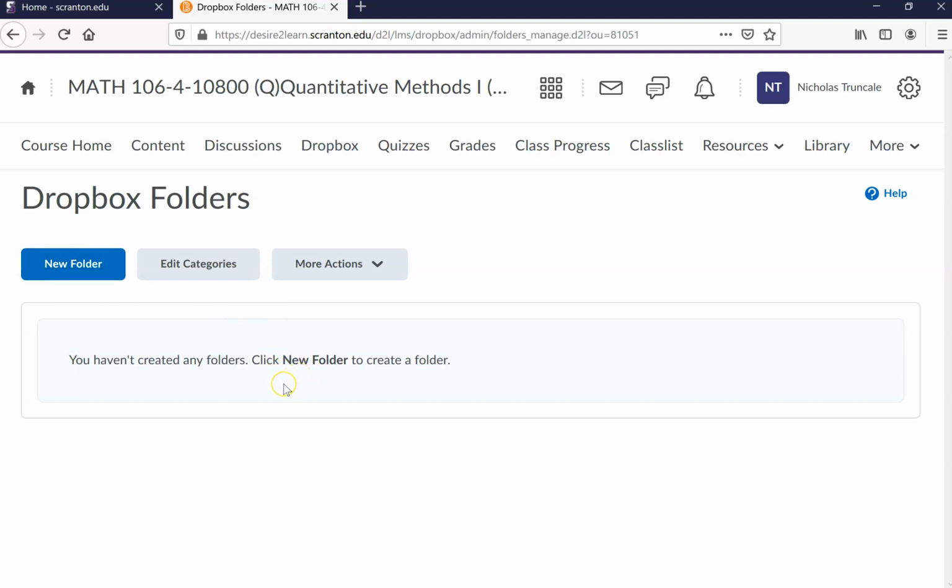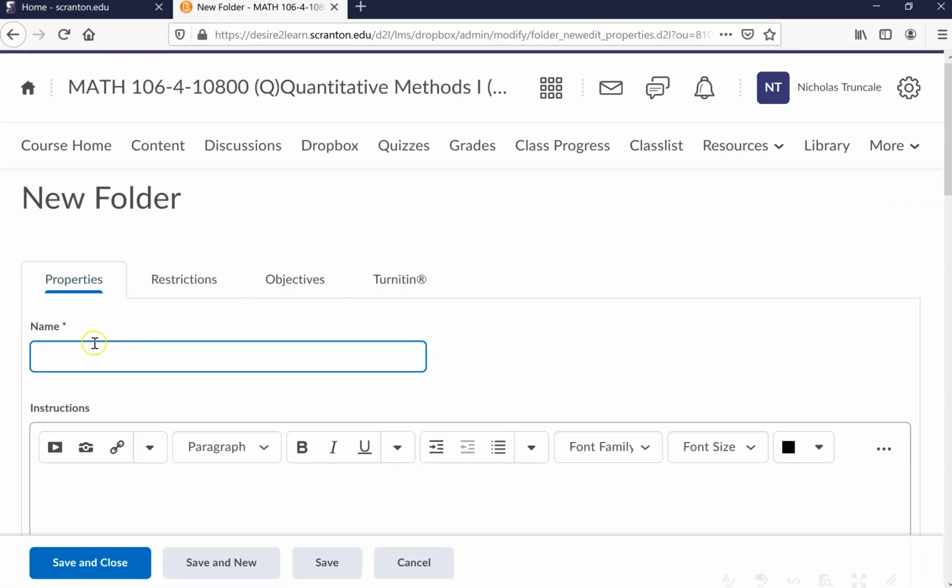Has anyone ever done a Dropbox before? Or is this new? No, haven't done it? All right, let me just show you real quick. So let's make a folder. I'm going to collect this homework assignment next week. This is the one I'm telling you ahead of time, but normally I don't. So we're going to call this homework number 1.